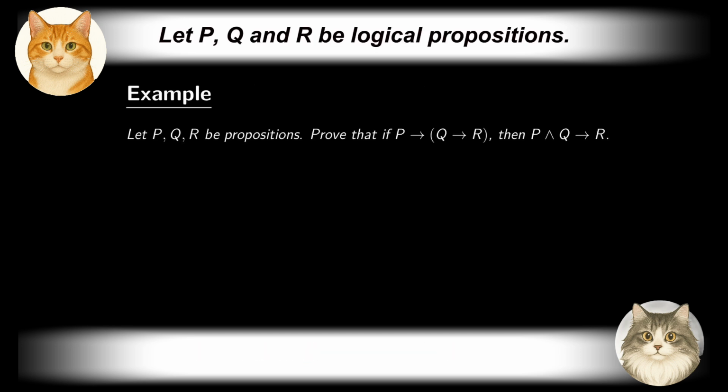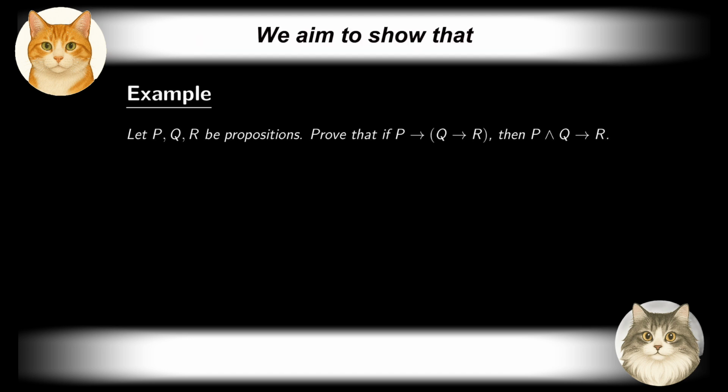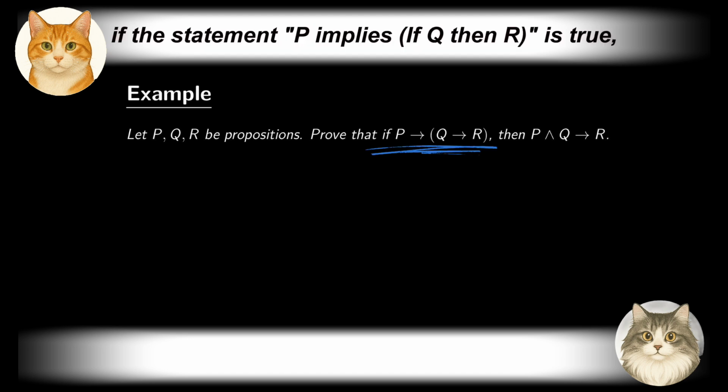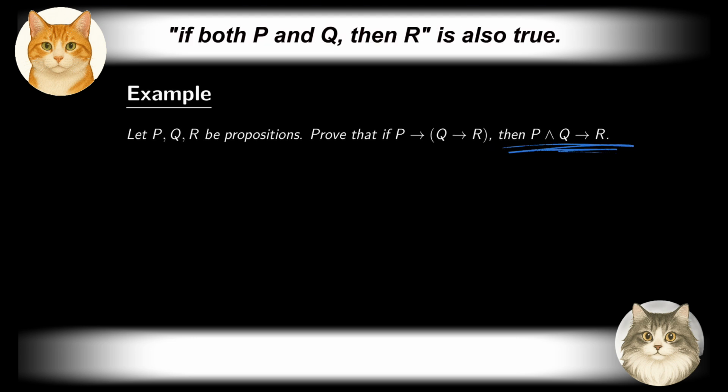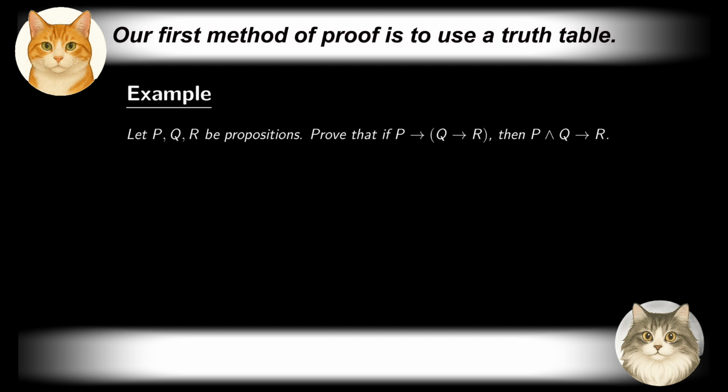Let P, Q, and R be logical propositions. We aim to show that if the statement P implies (if Q then R) is true, then the statement if both P and Q then R is also true. Our first method of proof is to use a truth table.